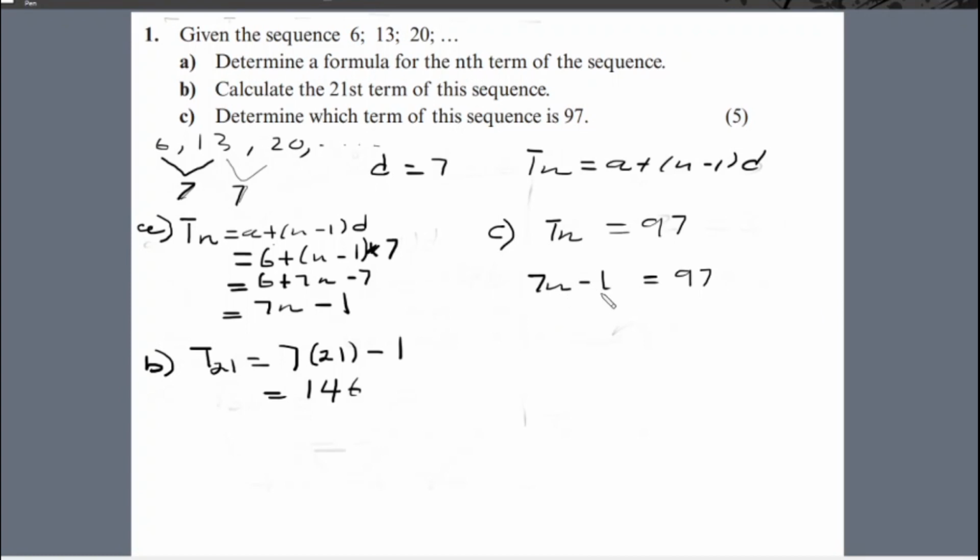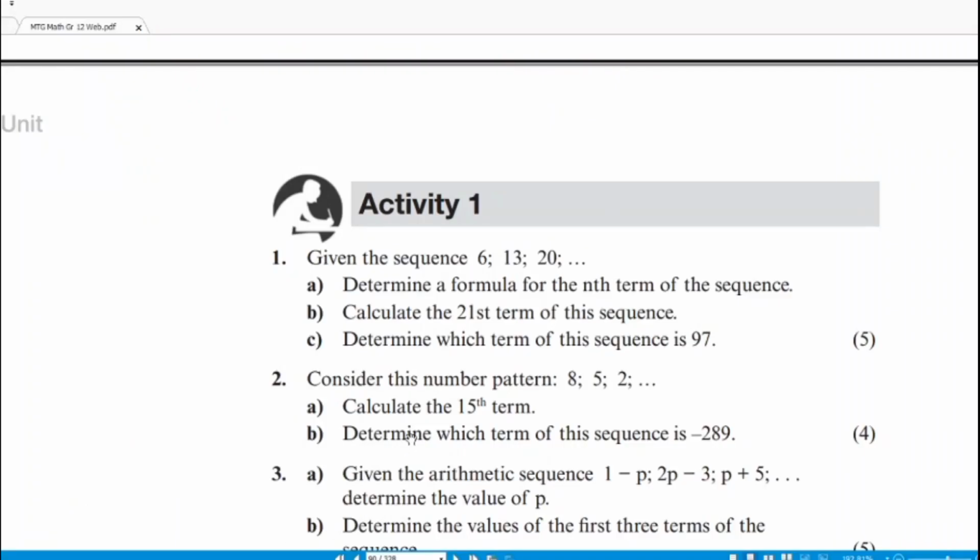So now solve for n, transpose the 1, and then you will have 7n equals 98. Now n is equal to 98 over 7. That will give you 14. So 97 is at position 14 in our sequence. Okay, we are done with that question.